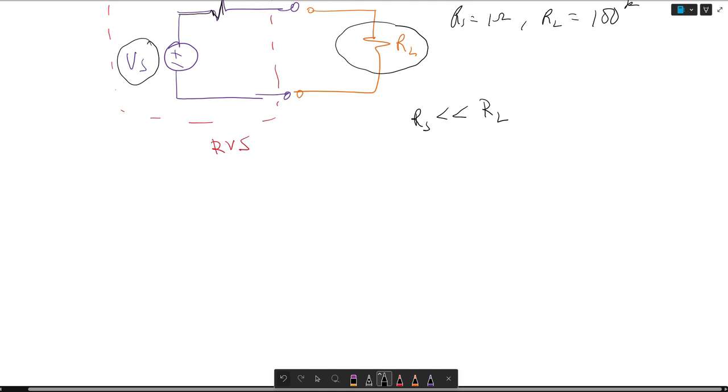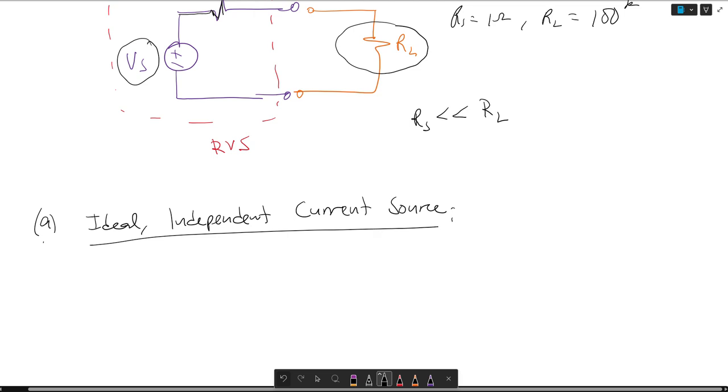Next, we will talk about ideal and realistic independent current sources, where we start with an ideal independent current source. And this is defined as it provides a specific current flowing through it.